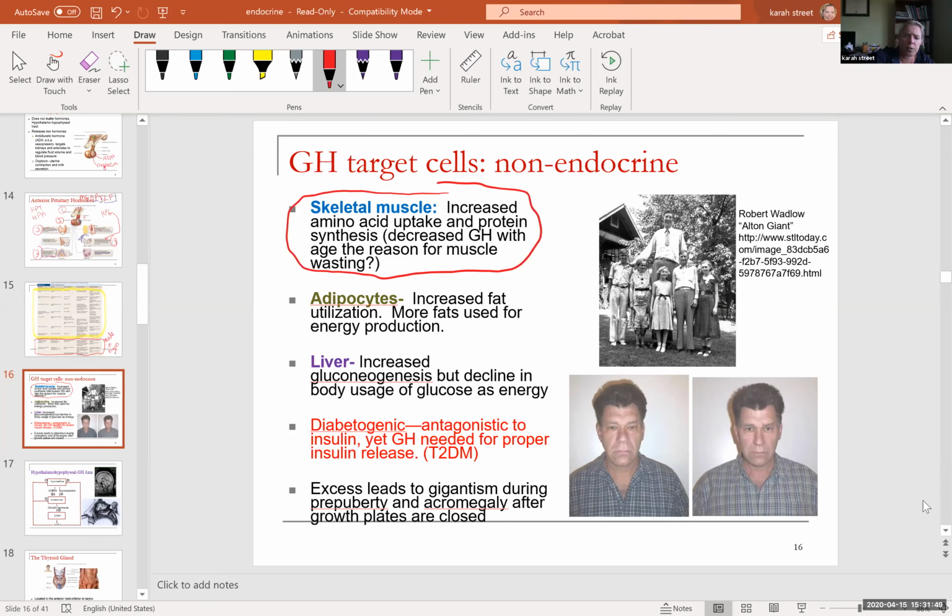Growing requires energy. Your adipocytes will release fatty acids that they've been storing so that your body can use those fatty acids as a fuel source.